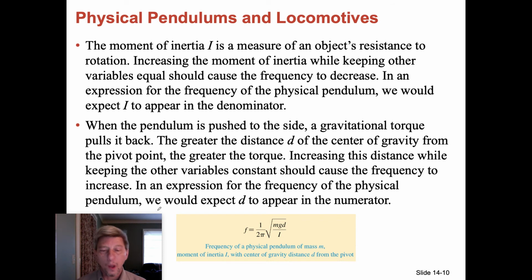Okay, so what happens here is that we essentially have derived this equation from the information that we just read. So frequency here of a physical pendulum is going to equal 1 over 2 pi times the square root of m times g, but instead of all being over L, it's going to be distance divided by the moment of inertia. And so the term is the square root of mg times d over I.